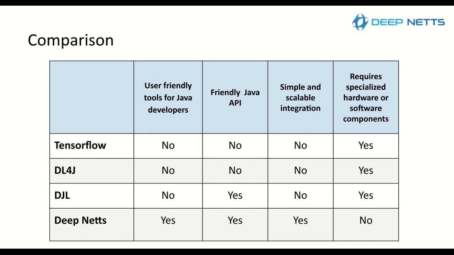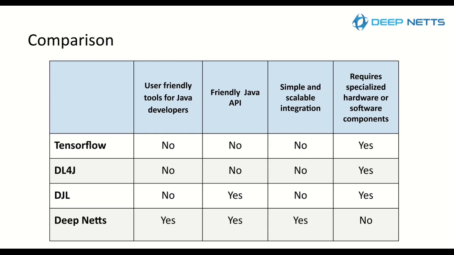So when we compare DeepNets to the other Java deep learning engines, some of the main points that I would say are strong points of DeepNets is that it is more user-friendly for Java developers, and it provides a Java flavored API. Some of the others, like TensorFlow, are more of a Python flavor, and it might be confusing. Lots of low-level data structures that Java developers are not familiar with.